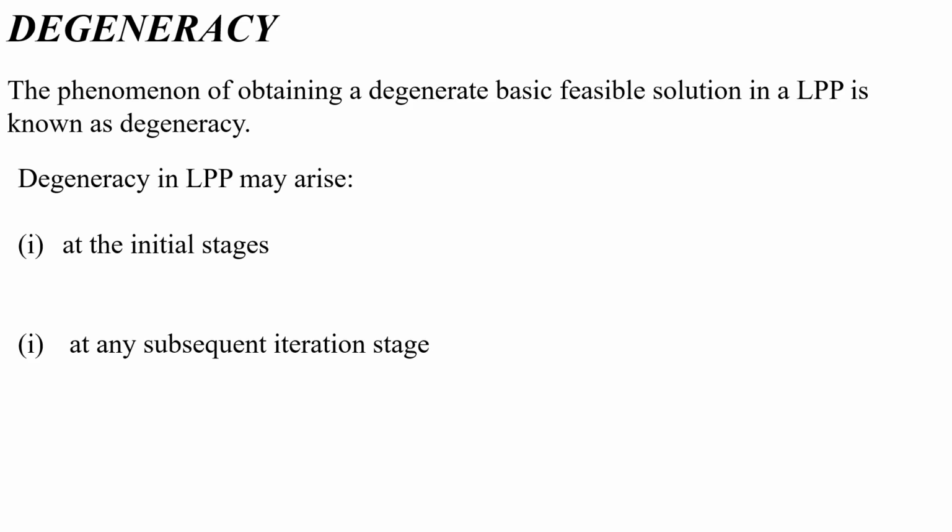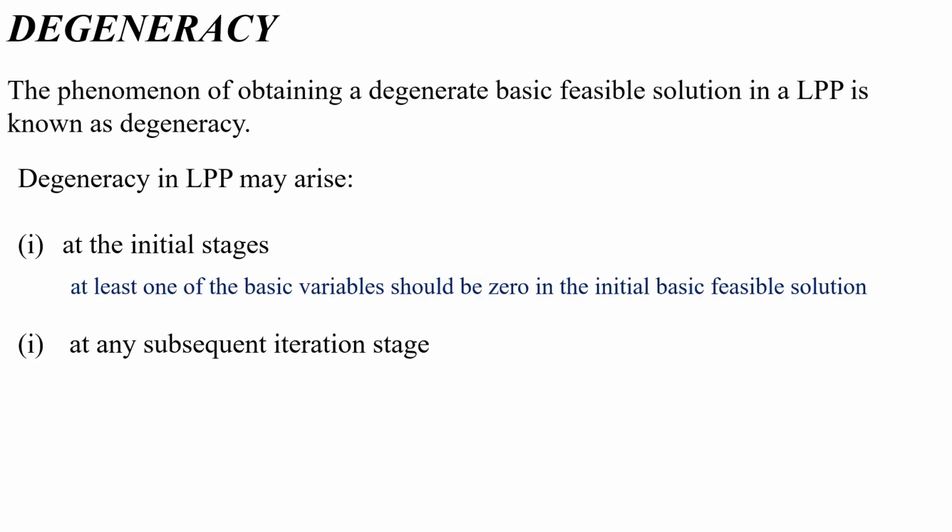First one is at the initial stage. Second one is at any subsequent iteration stage. First we have to look at the initial stage. If at least one of the basic variables is 0 in the initial basic feasible solution, it is called degeneracy in linear programming problems.